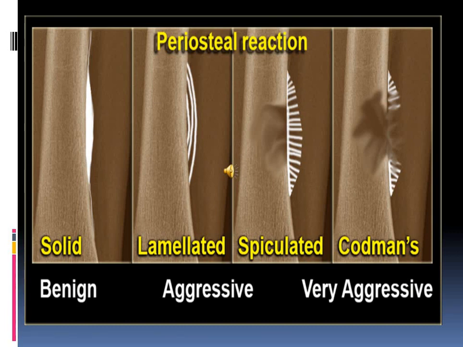Lastly, we have an example for the Codman triangle, in which we can see only part of white lines seen overlying the cortex and forming a triangular shape, and we call them Codman triangles. So the lamellated, the spiculated, and the Codman periosteal reactions represent aggressive or malignant types of periosteal reaction, while the first one, the white one, we call the benign or the solid periosteal reaction.